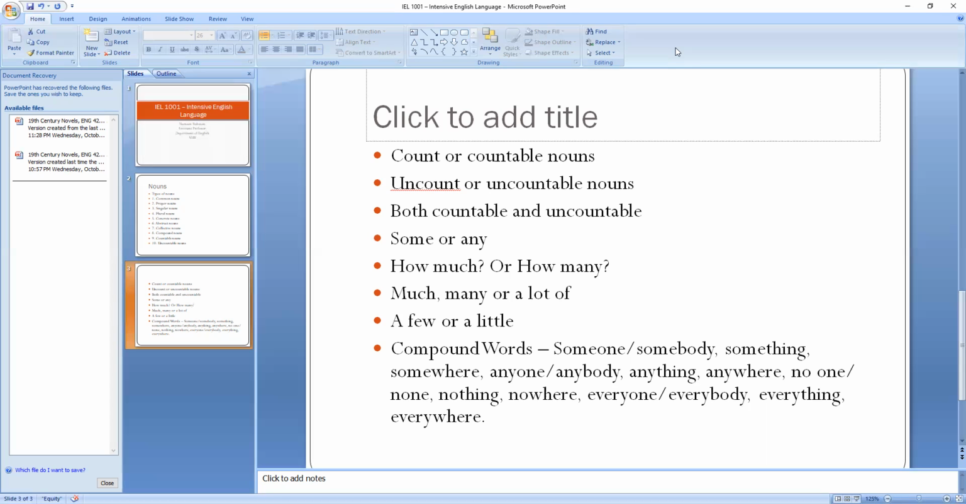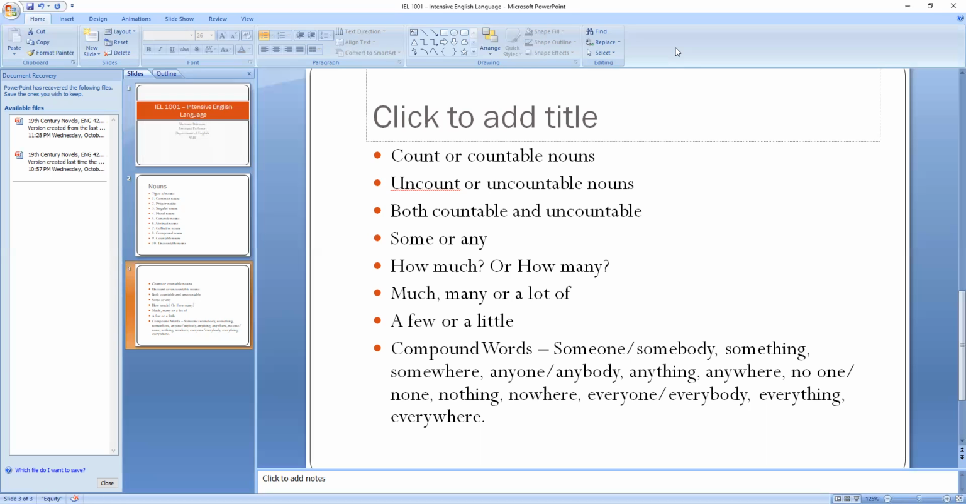But what about many? We can say there aren't many sweets, or there aren't many apples in that shop. Or we can say there are many newspapers. I can see many newspapers in the shop. So these can be counted, where we can put many.